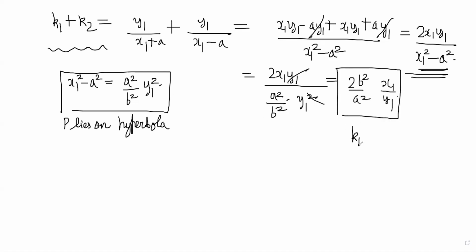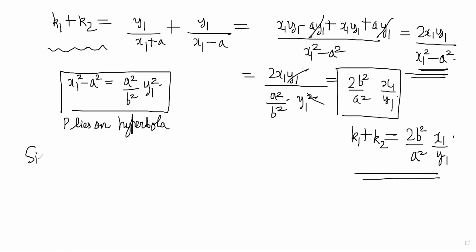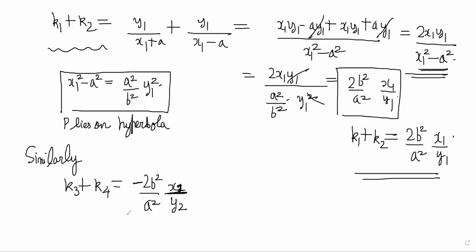So we are getting k1 plus k2 is equal to 2b square by a square x1 by y1, right? Similarly, if you do the same thing for k3 plus k4. What was K3 plus K4? These were the slopes of AQ and BQ. You should get K3 plus K4 is equal to minus 2b square by a square x2 by y2, by the exact same method, just follow the same method.